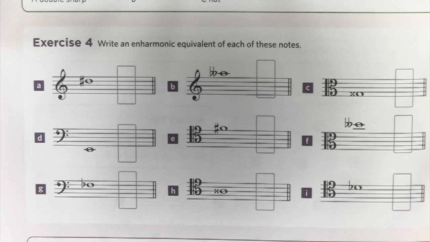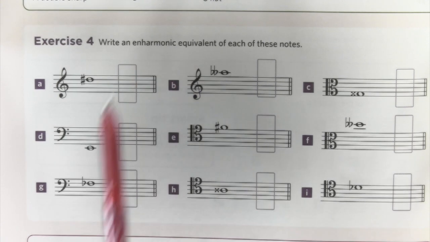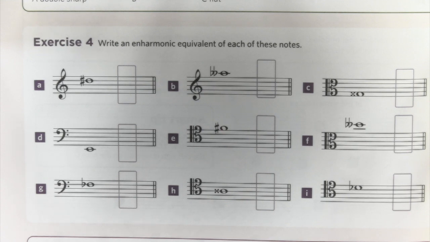In the exercise 4, we need to write enharmonic equivalent notes of given pitches. An enharmonic equivalent is a note that sounds the same, but it's written differently. And this is because each pitch could be called with different names. And this relates to harmony. And this is why we have this name here, enharmonic, because it relates to the harmony, to chords.